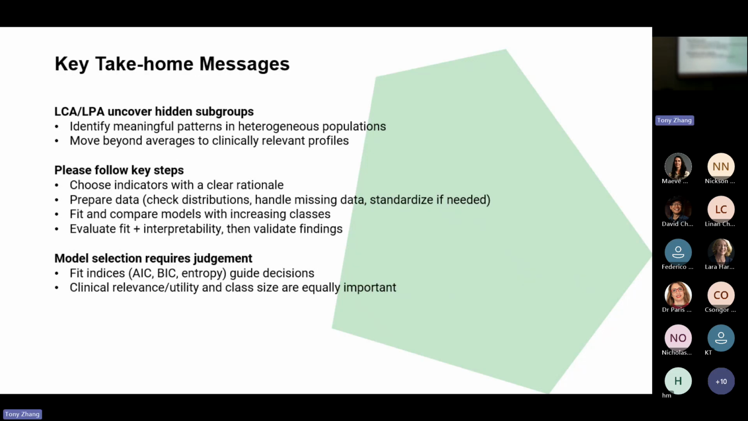And these are the key take-home messages. Basically, LCA and LPA are methods that allow us to identify latent subgroups in the population, based on the responses to a set of indicator variables. Please follow the key steps, and do a decent model selection. You need to look at the model fit indices, entropy, your class size, and also, most importantly, the clinical relevance of the identified classes.